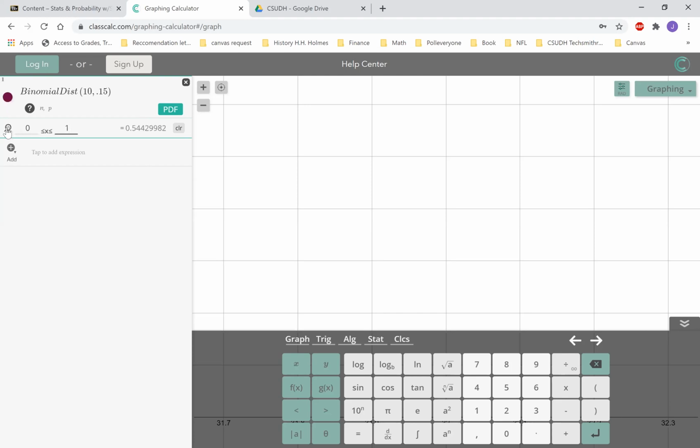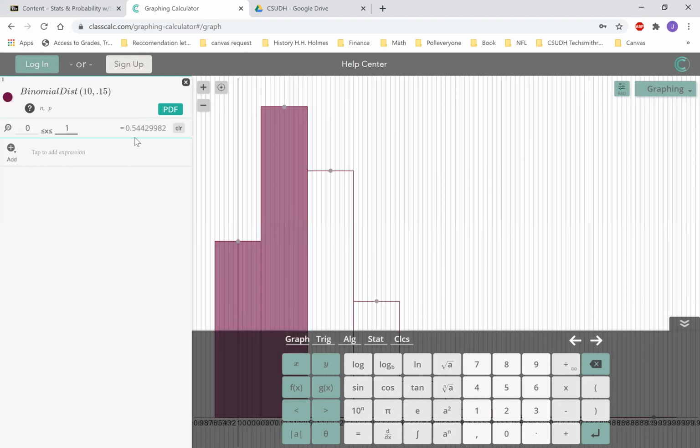If you want to see the drawing, press draw. And you get 0.544. That's the probability of getting at most one wrong, because at most one wrong means 1 is the maximum, but you could also get 0 wrong. Right. Any questions for B?